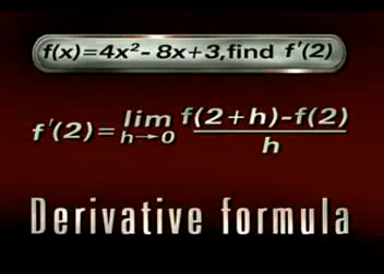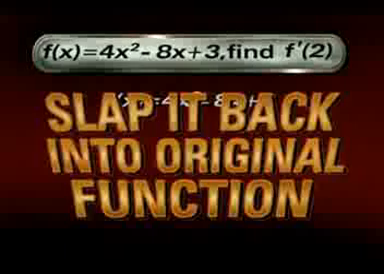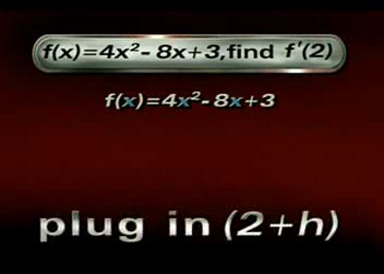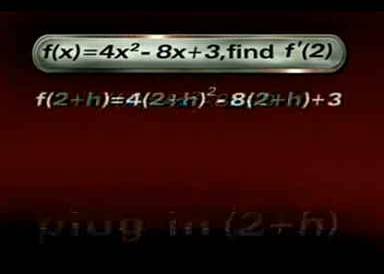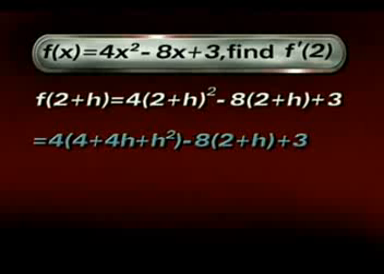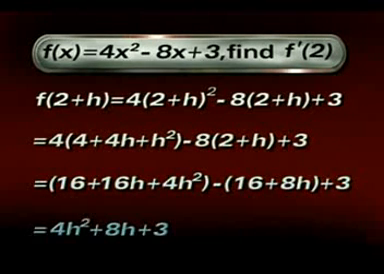Now to complete the derivative formula, we need f of the quantity 2 plus h. How do we get it? Heck, we just slap it back into the original function. Every place we see x, we just plug in the quantity 2 plus h. By substituting 2 plus h for x, we get 4 times (2 plus h) squared minus 8 times (2 plus h) plus 3. It looks nasty now, but if we multiply it out and simplify, we are left with 4h squared plus 8h plus 3.